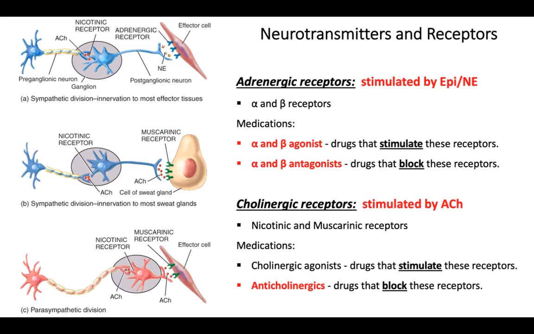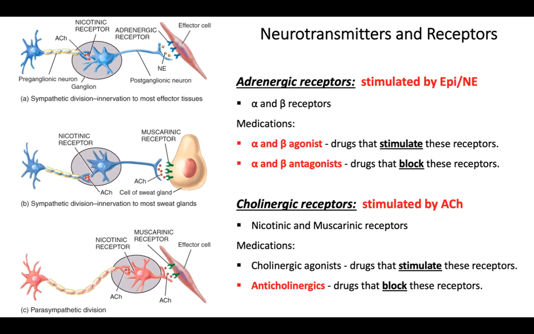There's even subclasses of these subclasses. So you've got alpha 1s, alpha 2s, beta 1s, beta 2s. We're not going to go that deep into it, but what I want you to remember is if you see an alpha or beta, those are adrenergic receptors, meaning they are stimulated by epinephrine and norepinephrine.